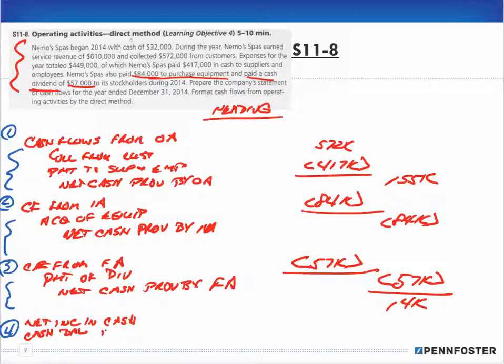from the previous year, and in this case here, let's see here, interesting. It says here, Nemo Spas began 2014 with a cash balance of 32,000.